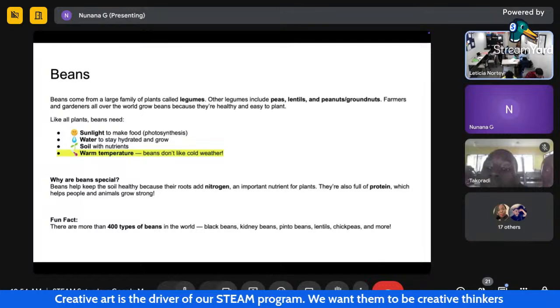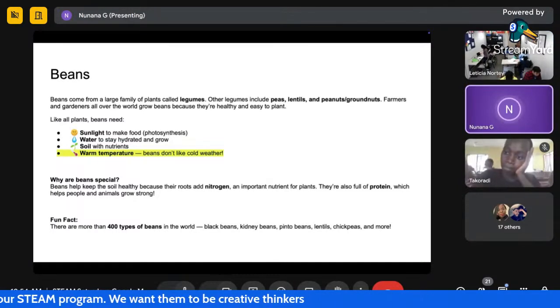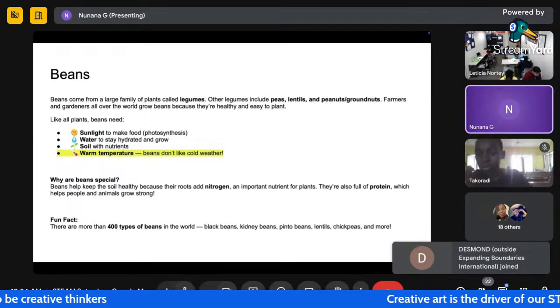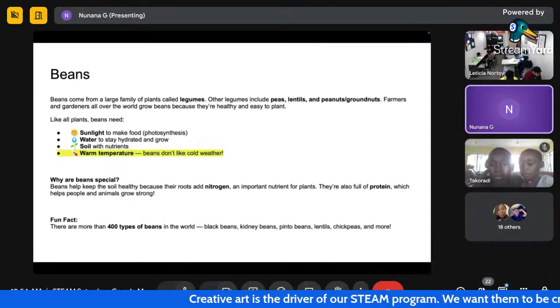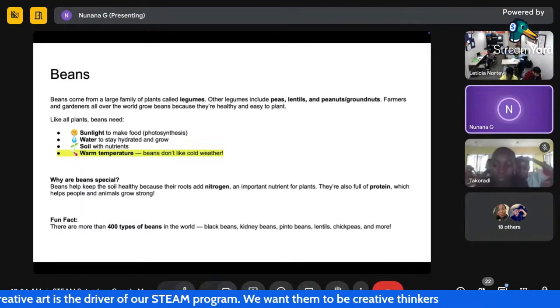So, why are beans so special? Beans help to keep the soil healthy. Their roots add nitrogen to the soil. And also, they are full of protein and help us grow and become strong.